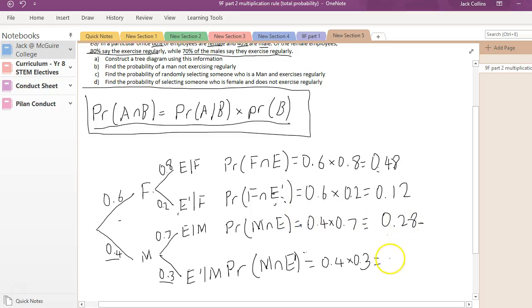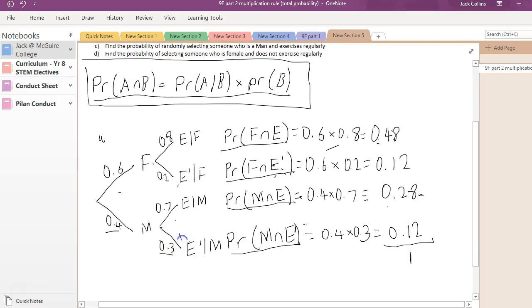Now, you can test that you're right here by simply adding up. 0.48 plus 0.12 is 0.6, plus 0.28 is 0.88, plus 0.12. That's 1 all up. So that's the total probability. So these are all the possible outcomes. You're either a male or female, and you either like or do not like to exercise. If you add them all together, you're going to end up with 1. So that was part A.